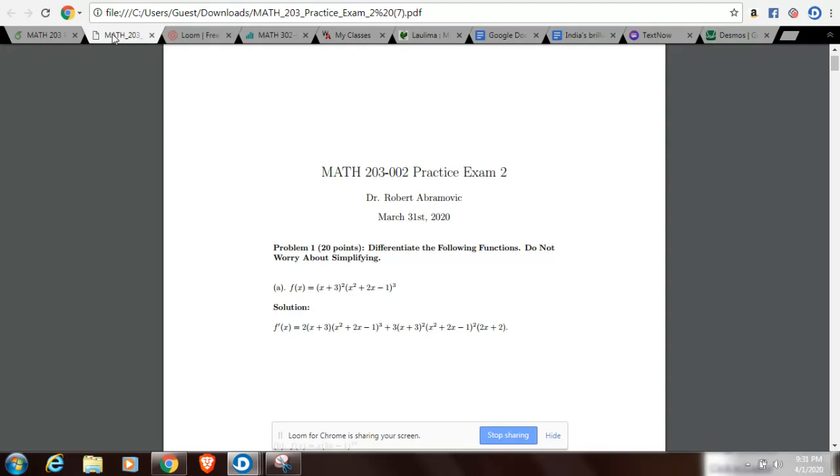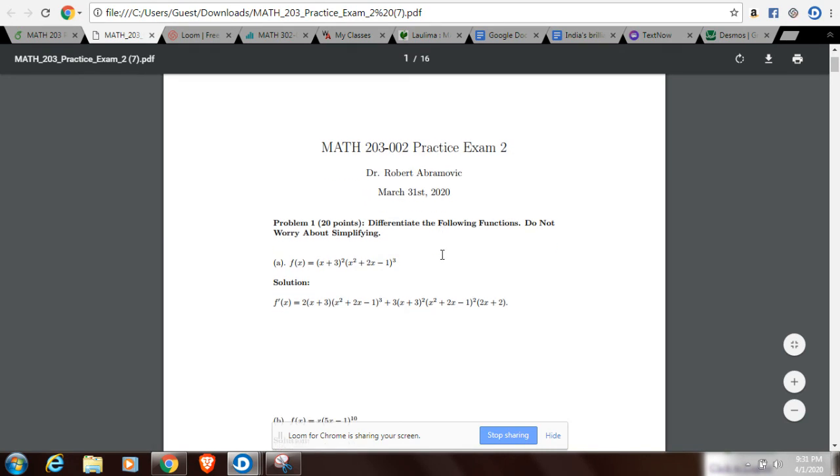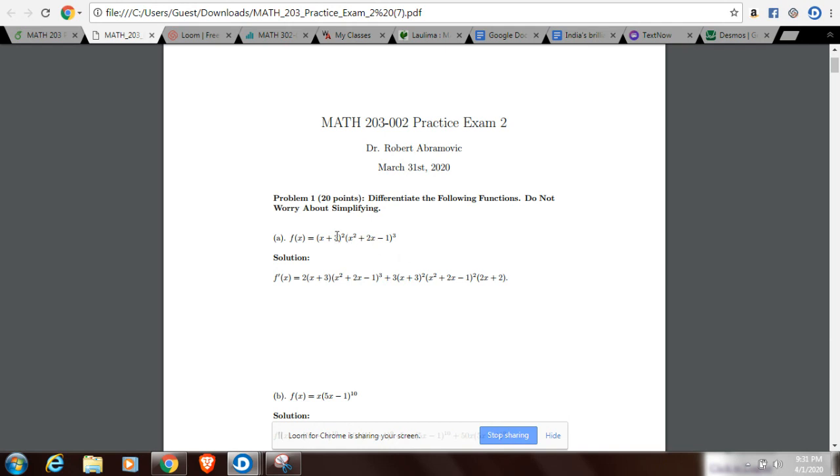So today we're going to go over the solutions to the second practice exam. First, we're going to differentiate these two functions. To differentiate these two functions requires use of the product rule. So here we differentiate (x + 3)^2 times (x^2 + 2x - 1)^3.